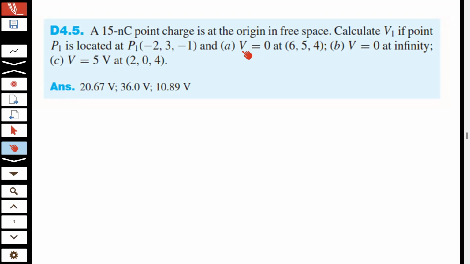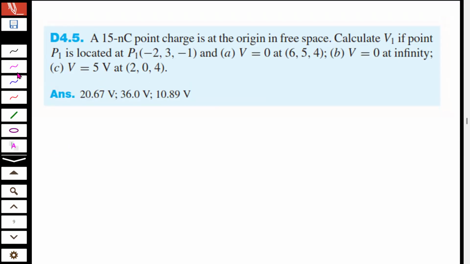First subdivision, it is to be taken at this corresponding point, 0 value, and at infinity, 0 value as the second subdivision, and the third subdivision at the given point, 5 volts. So let us do one by one to have a better understanding of how to solve this numerical problem. First, let us write the formula for finding potential due to a point charge.